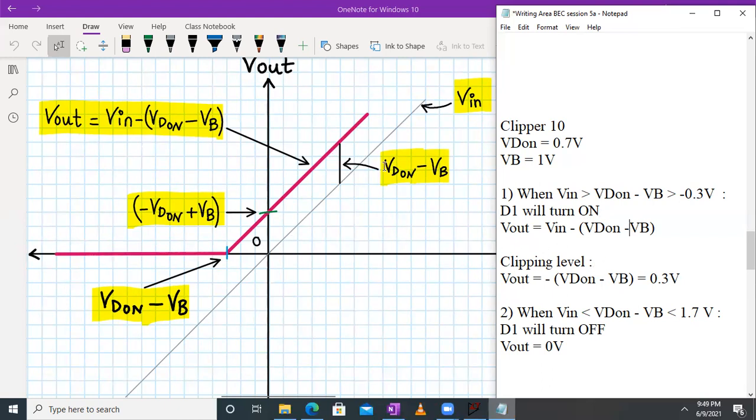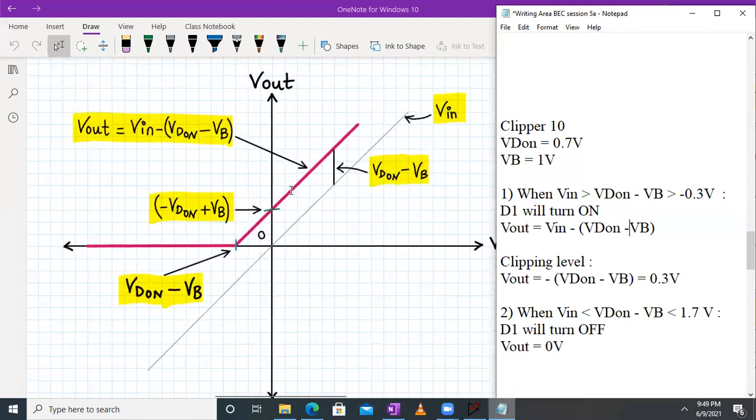Okay, so the output is tracking the input, but with a shift of VD on minus VB. So that's how you plot your characteristics VTC curve.